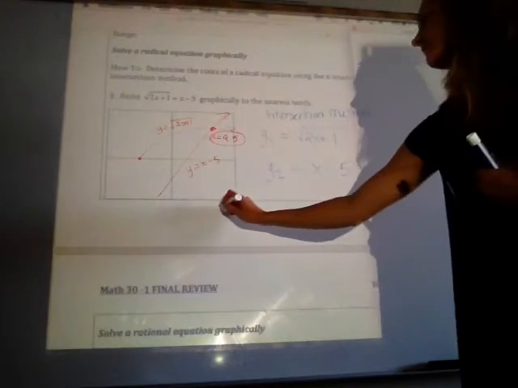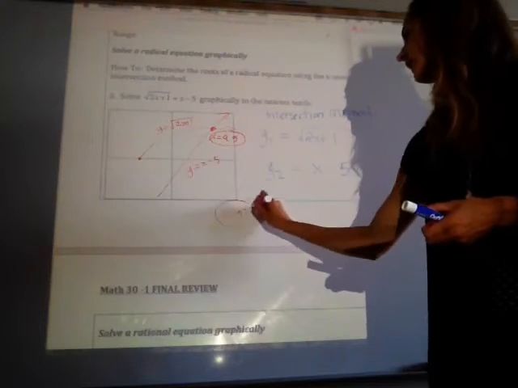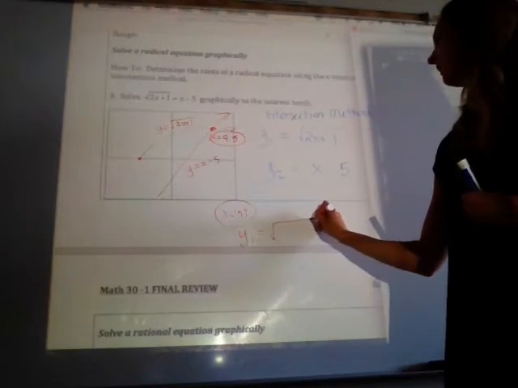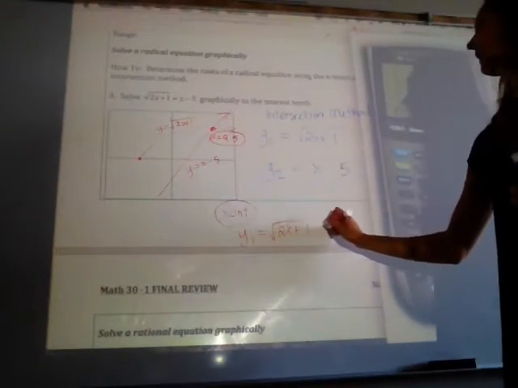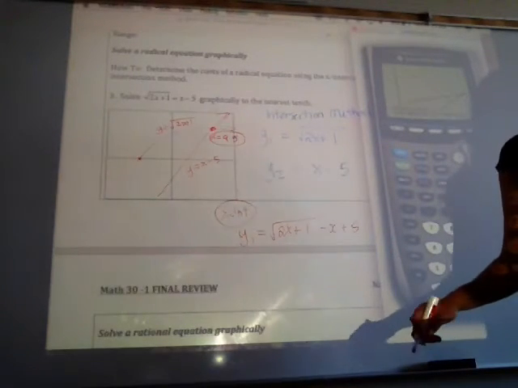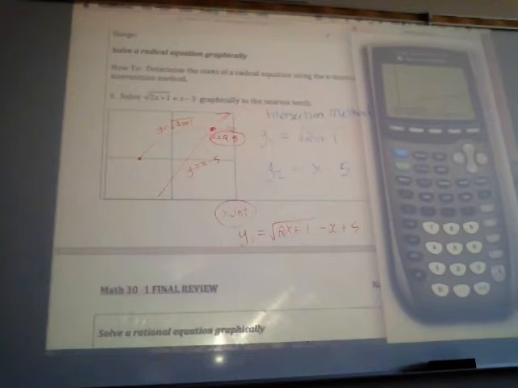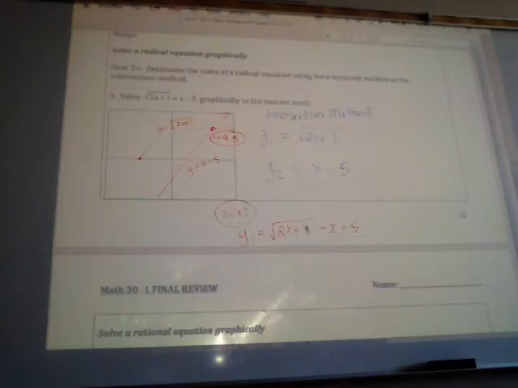Okay, if I use my x-intercept method, y1 would look like the square root of 2x plus 1 minus x plus 5. What are we solving for? X-intercepts. I don't think I need to review how to find x-intercepts at this point. So to keep flowing, I'm going to move on. Is that okay?